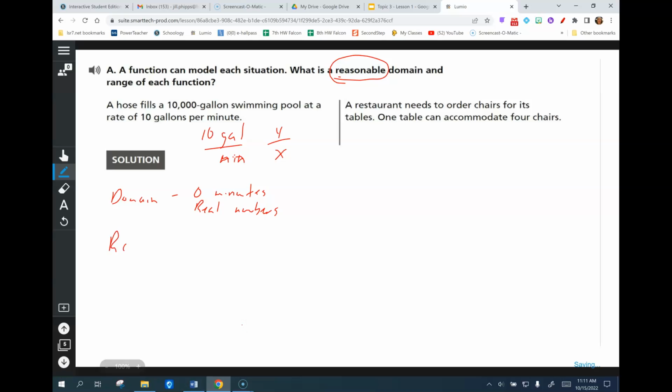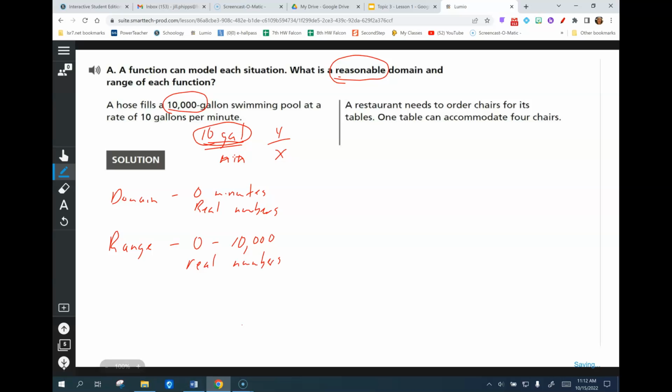Your range is going to be talking about the number of gallons. Okay, so what's going to happen here is that you're going to have gallons. Again, those can be any numbers. You're going to start from 0, but here you have a restriction. You have a constraint. It's going to go from 0 to 10,000, and it can be real numbers, meaning that it can be decimals and fractions.